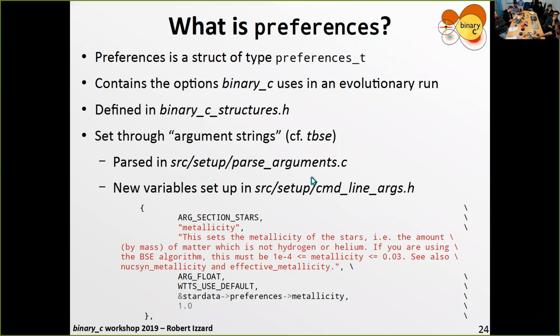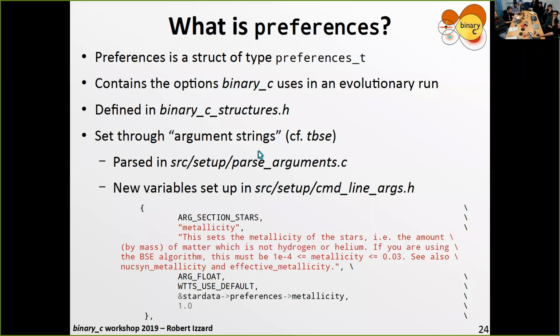So what is the preferences struct? This contains everything binary C uses to run the stars. Everything in it is defined in the binary C structures, of course, because that's where you define what's in the structure. You can set the options through your argument strings in the API. You can pass what's given on the command line. There are lots of different ways to do this.